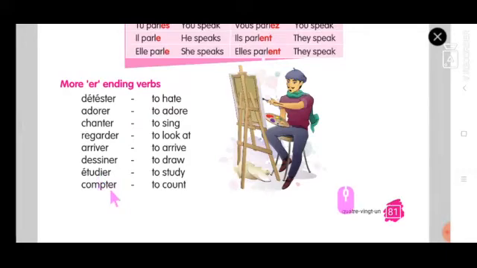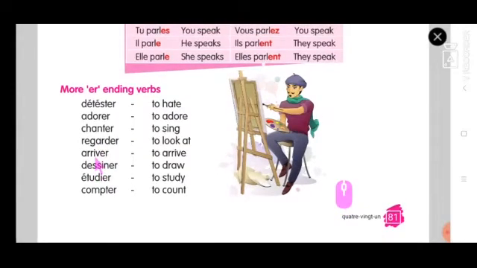So I will just repeat the three sounds alone. Okay. Regarder, regarde, regardons, regarder. So sound number 1 is regarde. Sound number 2 is regardons. Sound number 3 is regarder. Next is arrive. The infinitive is arriver. Sound number 1 is arrive. Sound number 2 arrivons. Sound number 3 is arriver.